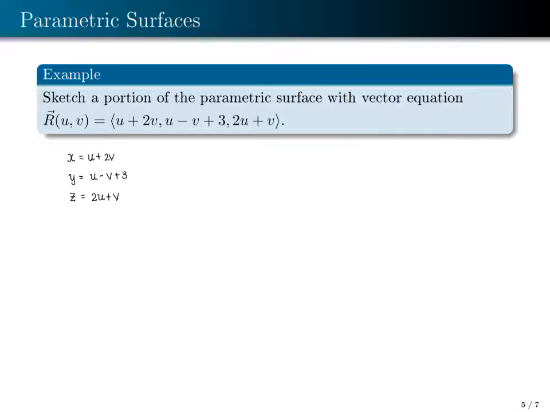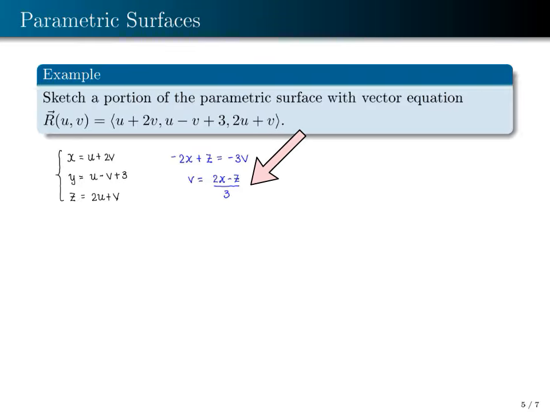Hence, we obtain a system of three equations. Remember that our goal is to find an equation in x, y, and z. And so, we proceed to eliminate the parameters u and v. From the first and third equation, we have negative 2x plus z is equal to negative 3v. Isolating v, we obtain that v is equal to (2x minus z) all over 3.